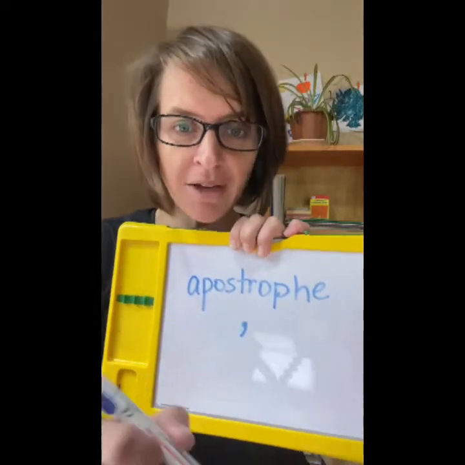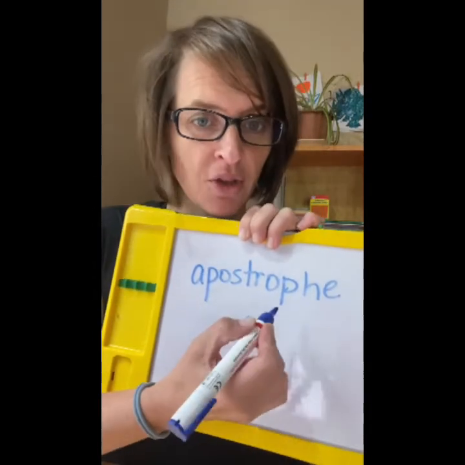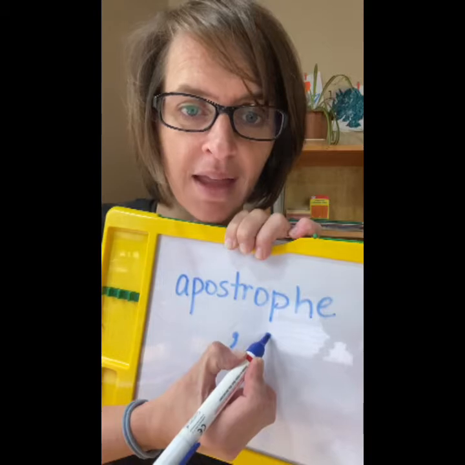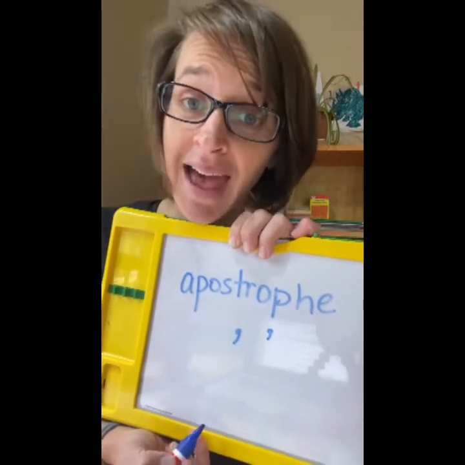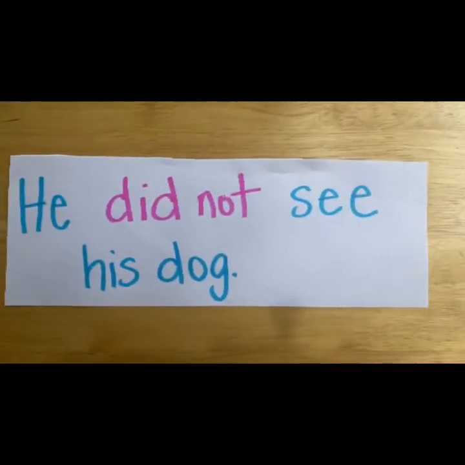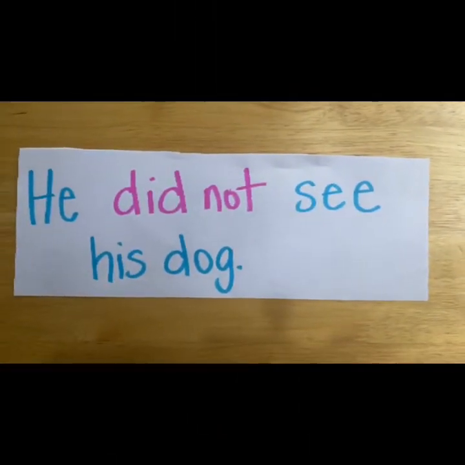Apostrophe. So an apostrophe, when you're writing, you can just make a little circle and then a line going down, and that is an apostrophe. So now we are going to look at some sentences to practice reading and recognizing and knowing how to say contractions.